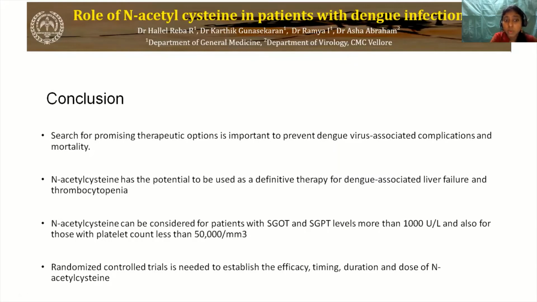It's important to search for promising therapeutic options to prevent dengue virus associated complications. Now, NAC has the potential to be used as a definitive therapy for dengue associated liver failure and thrombocytopenia. We can consider giving NAC when the patients have hepatitis, SGOT, SGPT levels more than 1000 units per liter, and also when the platelet count is less than 50,000 per millimeter cube.